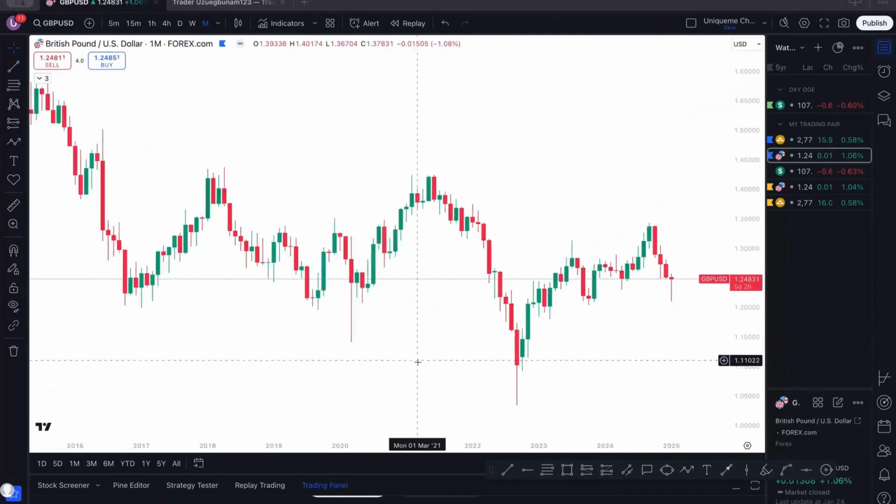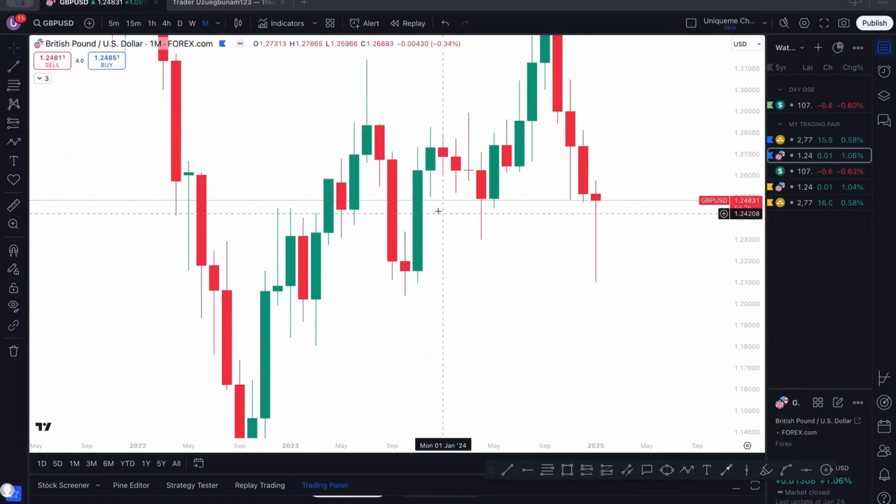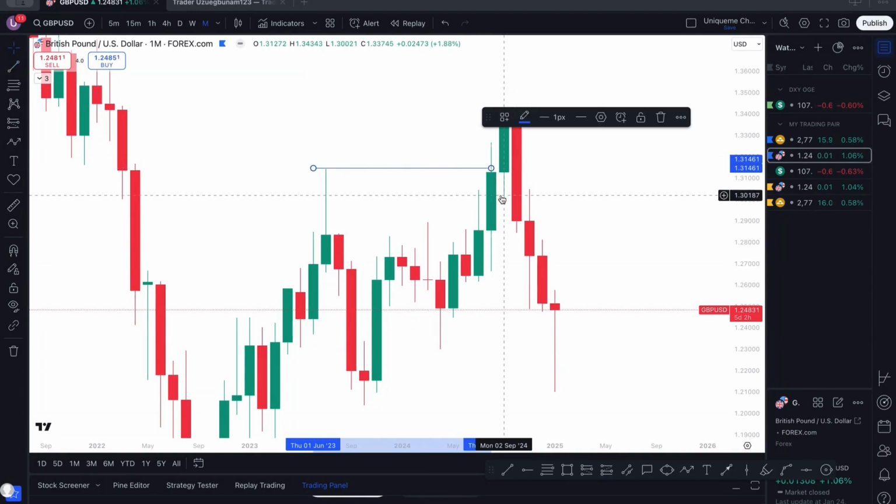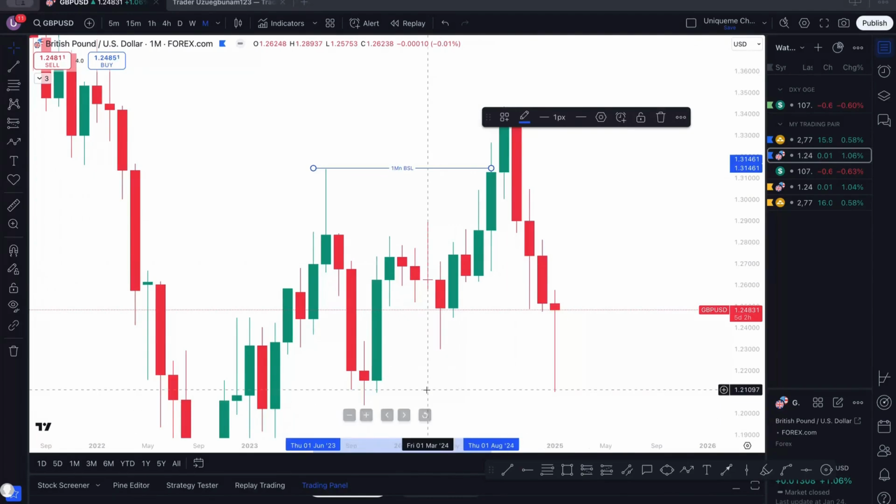Okay, so I'll start my top-down analysis from 1 month. Now, if I look at this pair, it's just being direct. We're expecting a sell. There's a change of character here, taking out buy side liquidity.